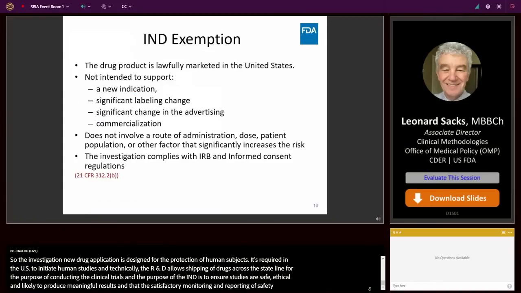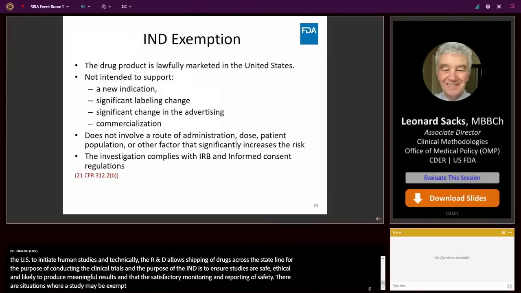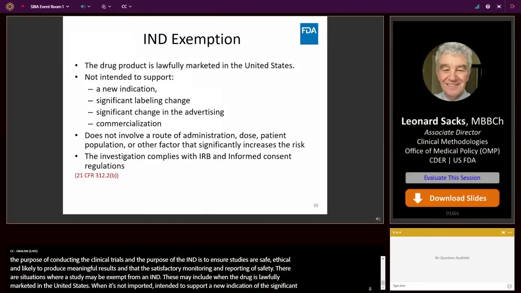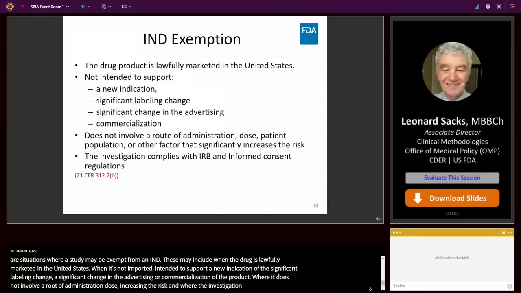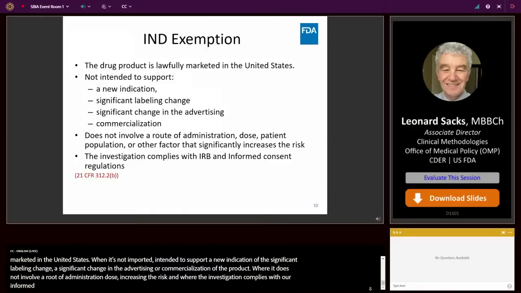There are situations where a study may be exempt from an IND. These include when the drug is a product that's lawfully marketed in the United States, when it's not intended to support a new indication, a significant labeling change, or significant change in the advertising or commercialization of the product, where it does not involve a route of administration, dose, patient or population, or other factor that significantly increases the risk, and where the investigation complies with IRB and informed consent regulations. And the citation is listed at the bottom.